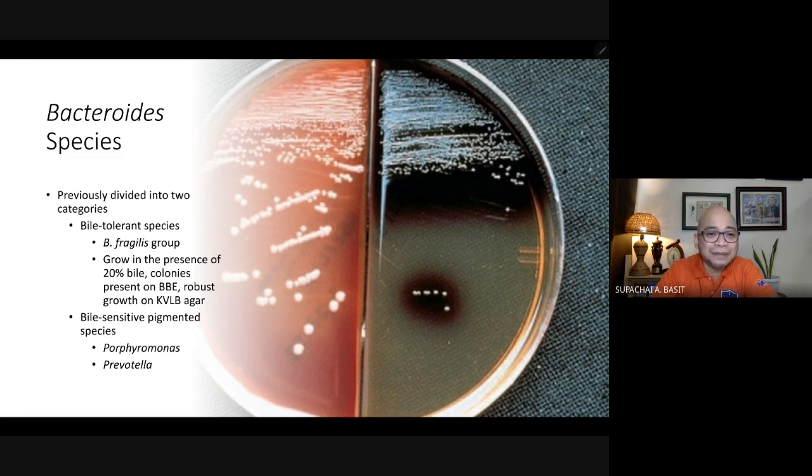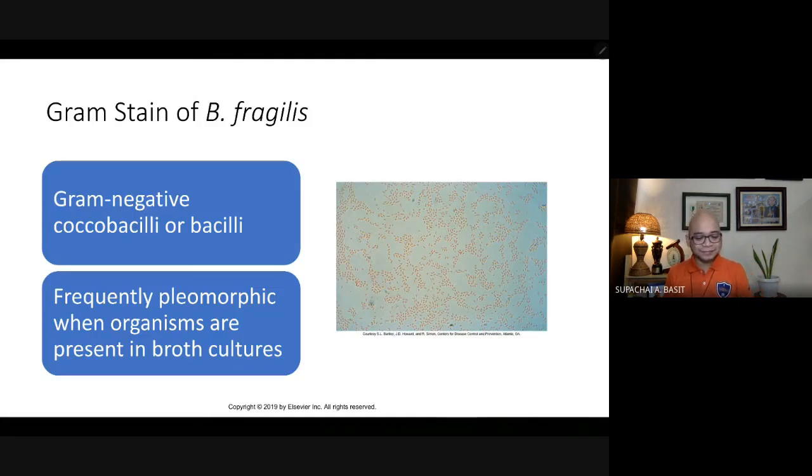The colonies on BBE and robust growth in KBLB agar. So this is the BBE and then this is the KBLB agar. So bile-sensitive pigmented species cannot grow on BBE because they cannot tolerate the presence of bile. So these are the Porphyromonas and Prevotella.